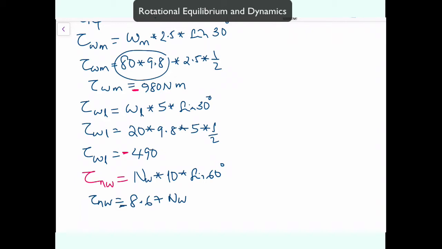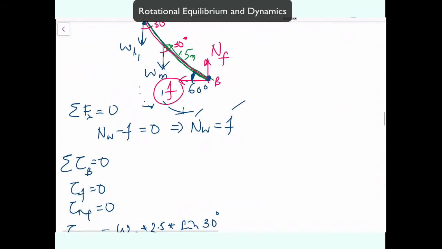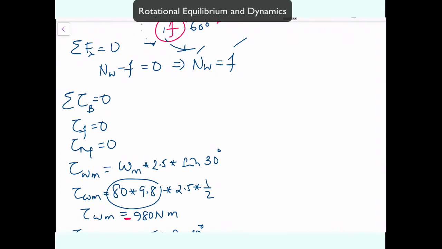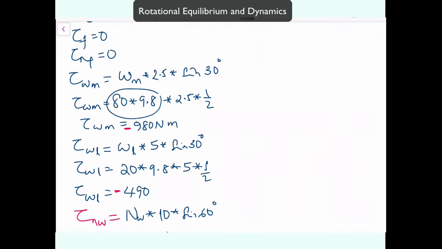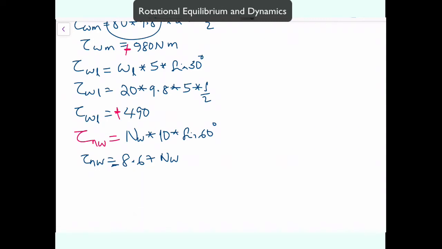It's negative actually, I'm sorry. I think I made a sign mistake here. The weights are creating counterclockwise torques, and as a result they have to be positive, whereas this one creates a clockwise torque, which is negative.